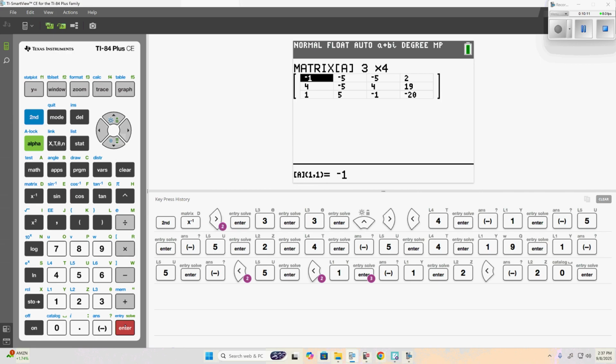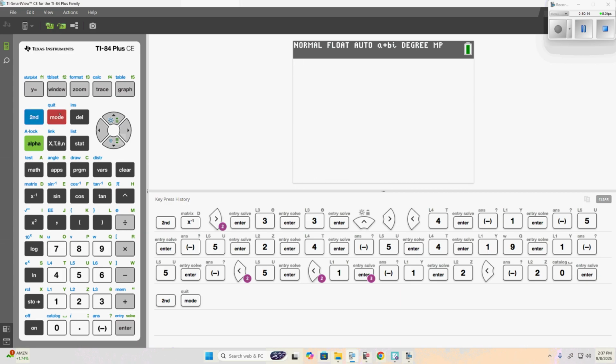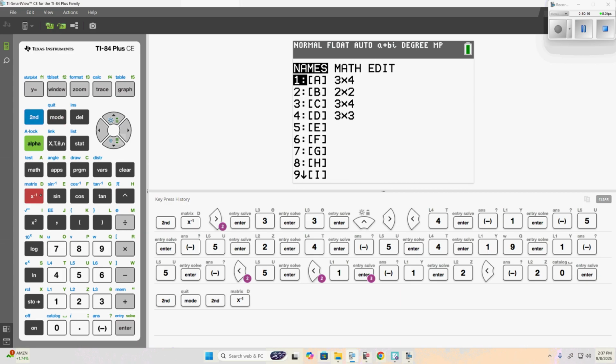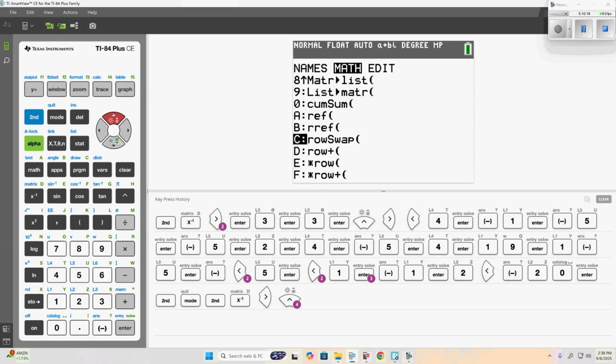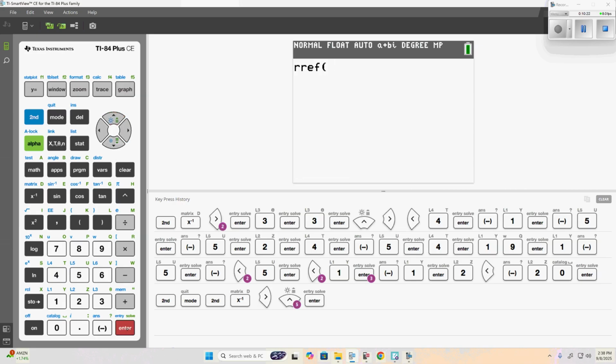Once we get it typed in, we do what? Second mode, second quit, second matrix. Now we go over to math and find our REF and hit enter. Now before we can hit enter again, we got to go second matrix, enter. We've got to recall which matrix we want to apply our REF to. And once we get that, we can hit enter. That last column from top to bottom gives us the X, Y, Z values. So X is -2, Y is -3, Z is 3.